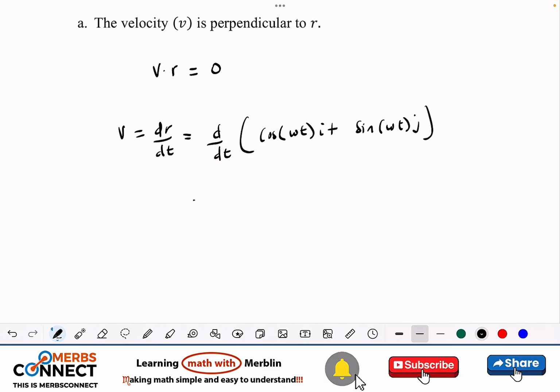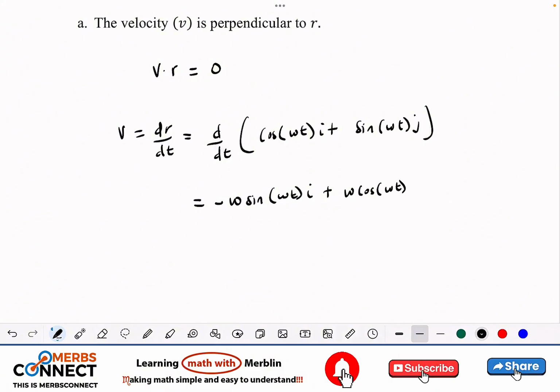So let's do the differentiation. As I said, if your differentiation is very good, you are good to go. So when I differentiate cos, I'm going to get minus sine. When I finish, don't forget to differentiate what is inside the bracket with respect to t. So this is going to give me omega. So this is going to give us minus omega sine omega t i plus, when I differentiate sine, I get cos. But when I differentiate what is inside, it will give me omega. So I'm going to have omega cos omega t j. So basically that's what I'm going to get.